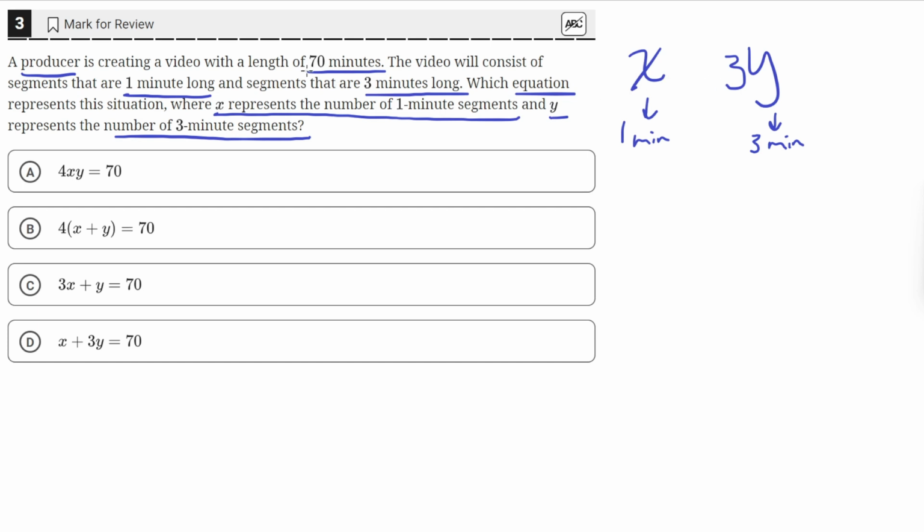Okay, and we're also told that the total length of the video, so all of the 1 minute and the 3 minute segments added together, is equal to 70. So if we add the duration of all of the 1 minute segments with the duration of all the 3 minute segments, which is x plus 3y, we should get the total duration, which is 70 minutes. And if we look at the answer choices, that equation is answer choice D.